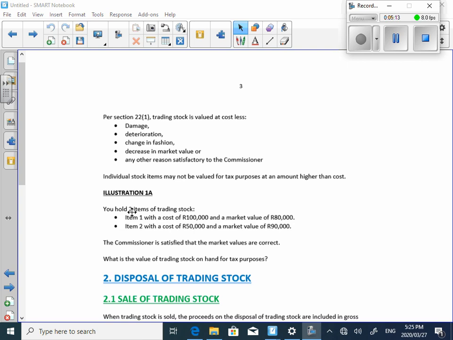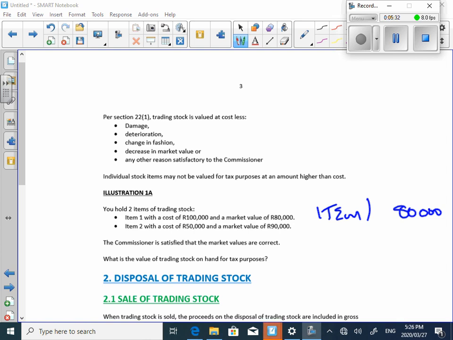Now, if you get trading stock in an exam, it says you hold 2 items of trading stock. Item 1 with a cost of 100 and then a market value of 80. So what you're going to do with item 1, guys, is that item 1 has to be valued at the lower of cost or market value. So it will be valued at 80,000 Rand.